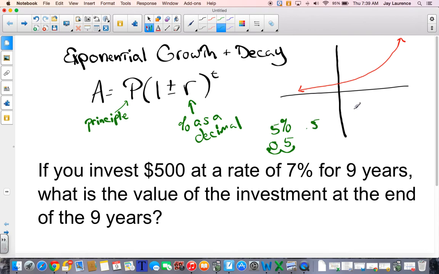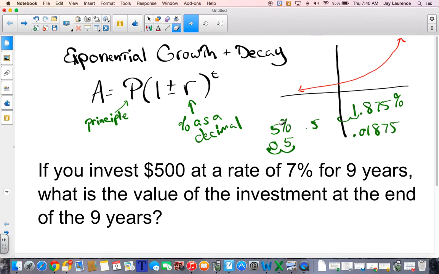Or if you have a number like 1.875%. As a decimal, boom, boom, 0.01875. Do not round that number. Do not round it. Okay? You can round your answer at the end, but don't round that number. You need to know your percentages and your decimals.